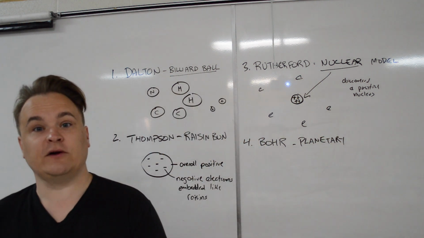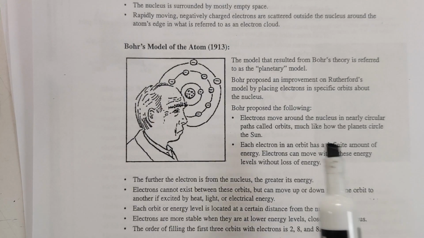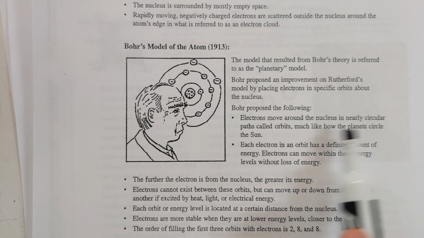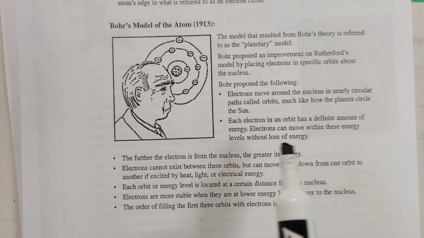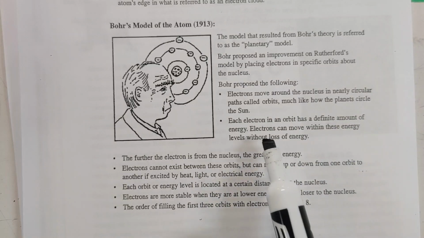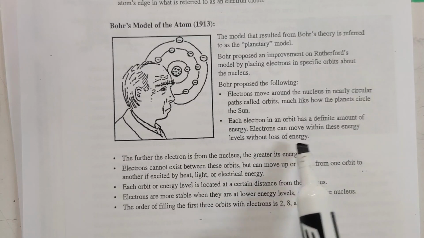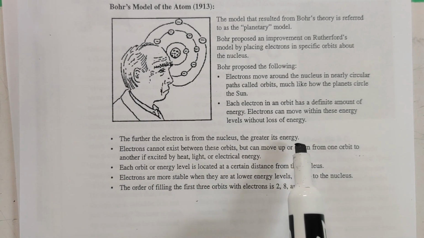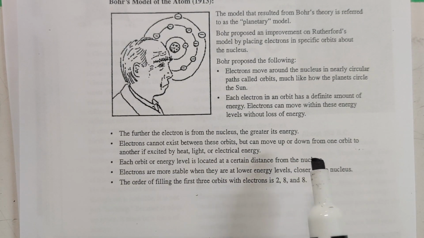And this one puts it all together, right? Bohr proposed the following. Electrons move around the nucleus in nearly circular paths called orbits, much how the planets circle. Each electron in an orbit has a definite amount of energy. Electrons can move within these energy levels without the loss of energy. The further the electron is from the nucleus, the greater the energy. Electrons cannot exist between orbits.